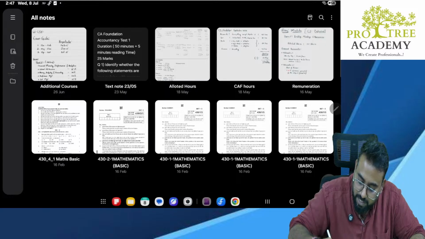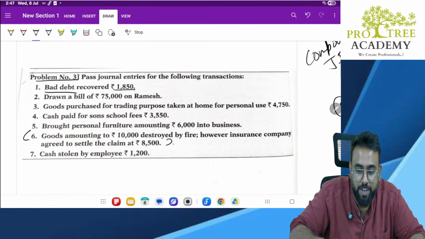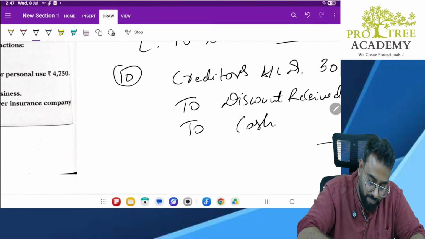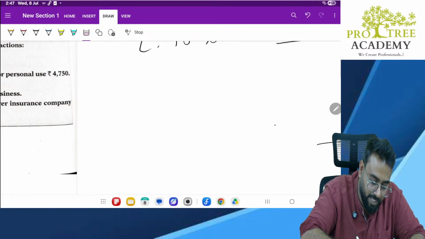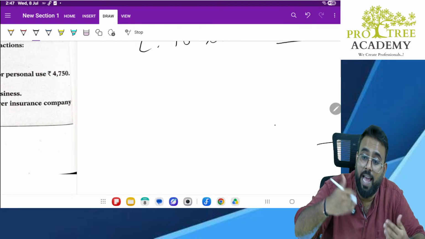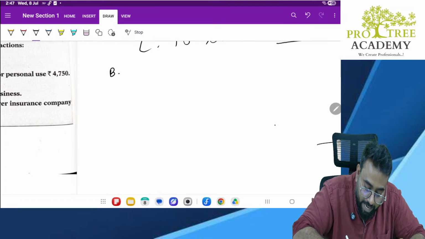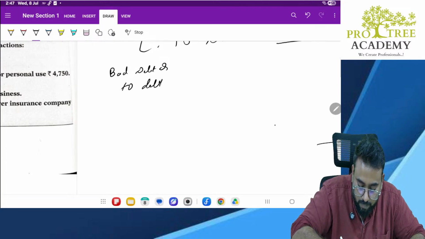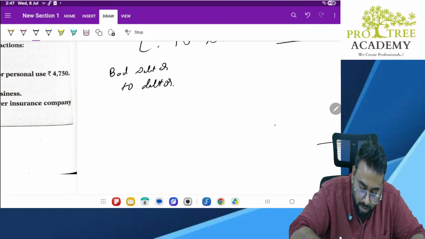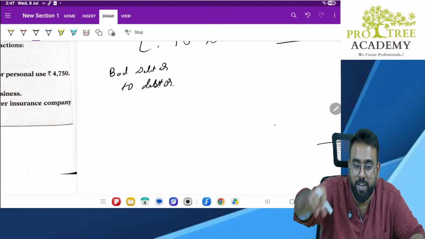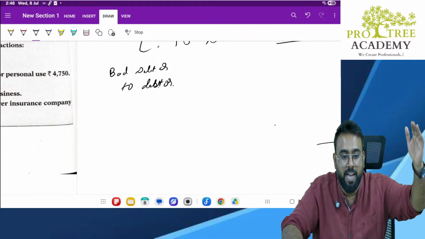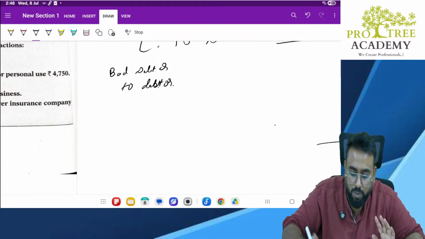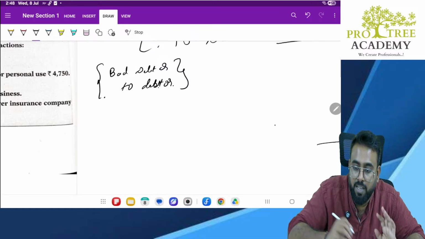Now first, bad debts recovered 1,850, correct? As I told earlier, when bad debt actually happens, what is the entry? Bad debt debit to debtor. When bad debt happens, that means we had to collect money from this debtor. Now the debtor has shifted to Dubai, correct? Expense will go up, asset will come down, correct or no? So that is when bad debt happens. This is the journal entry.